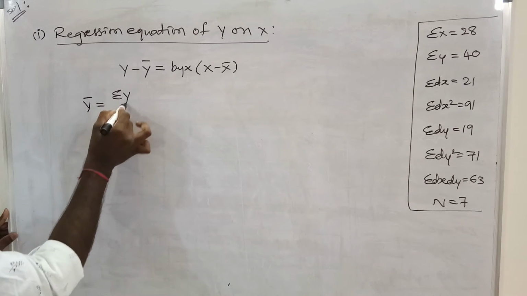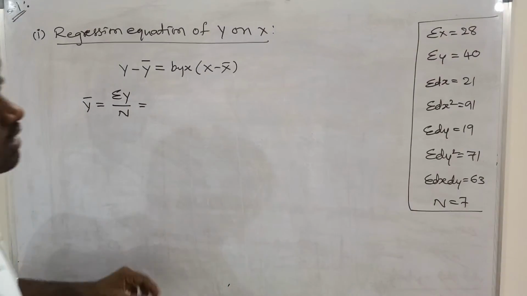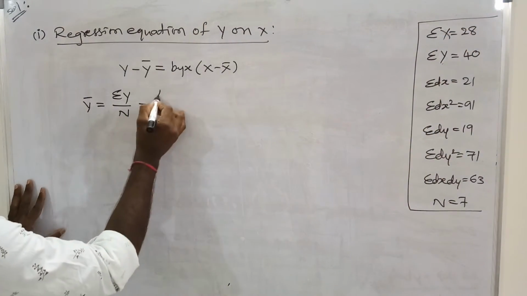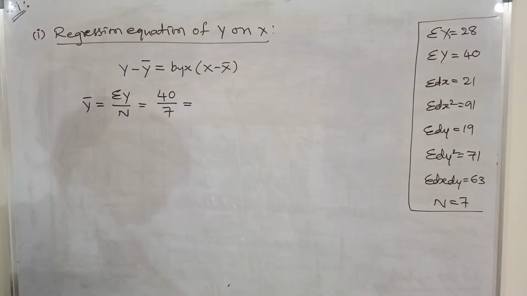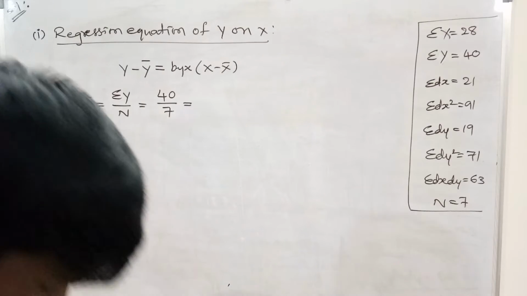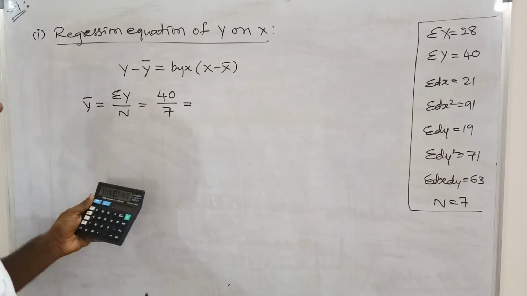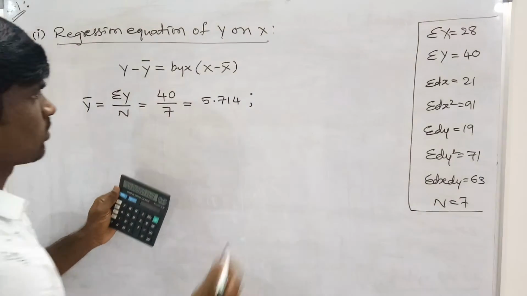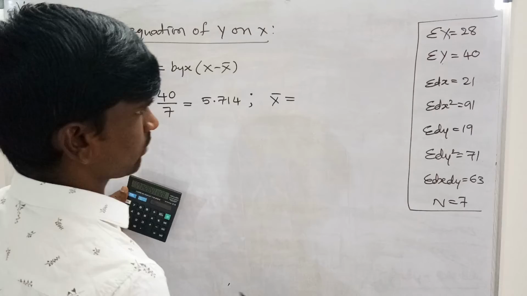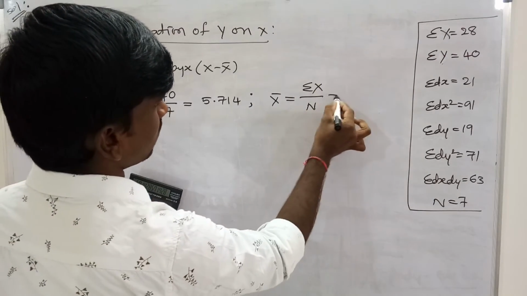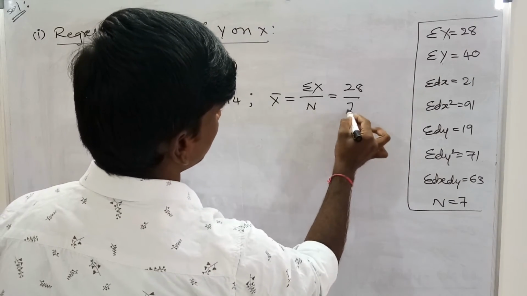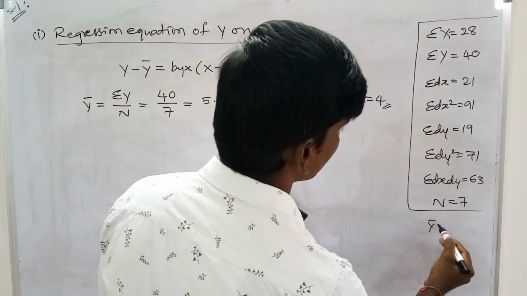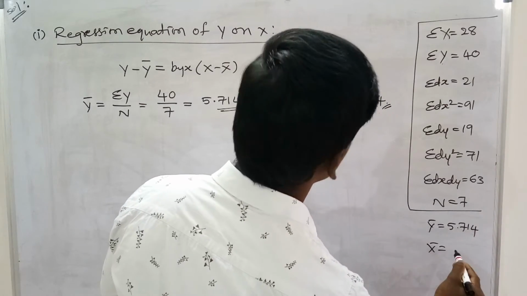y bar is equal to summation of y divided by n. Already we know the summation of y. Summation of y is 40 divided by 7, n is equal to 7. So 40 divided by 7, that is 5.714. Then x bar: x bar is equal to summation of x divided by n. The summation of x is 28 divided by 7, that is 4, right? So y bar is 5.714, then x bar is equal to 4.